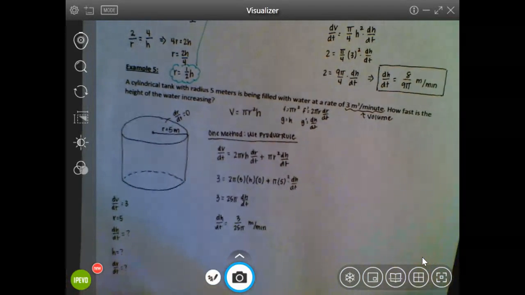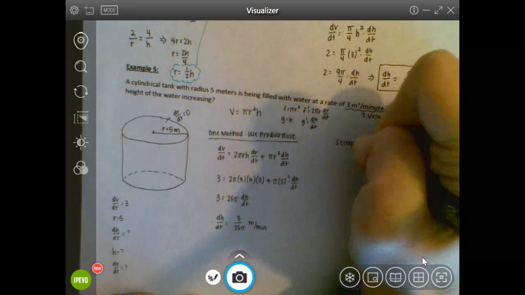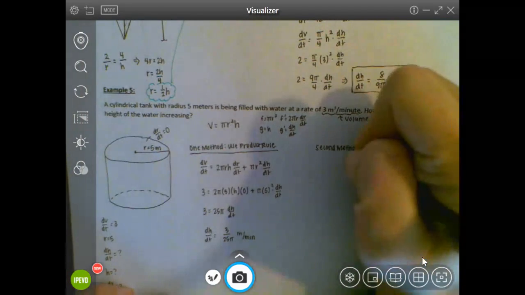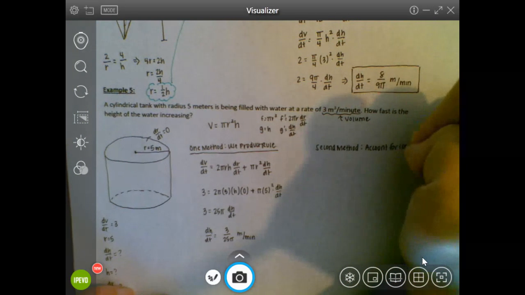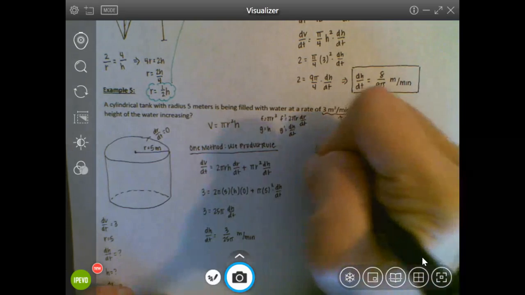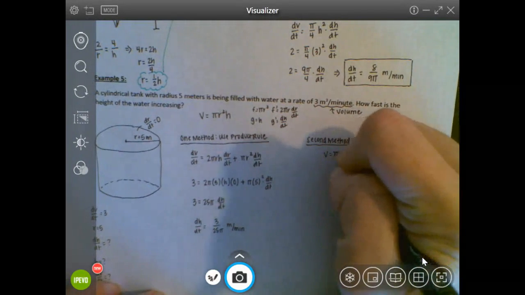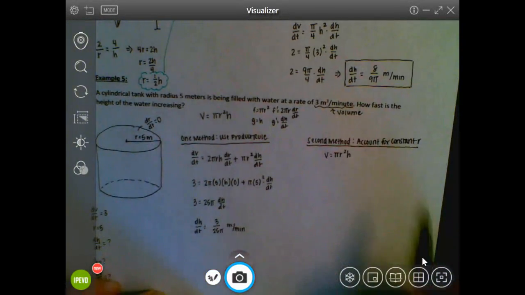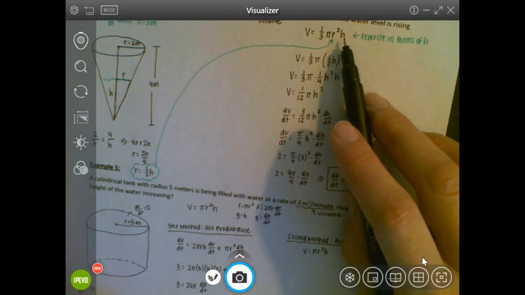So we actually have another method similar to the approach we took up here with this cone problem. What we can do is account for the constant r in our first step. So we know that our volume is pi r squared h. If we know that this radius is not changing at all throughout this problem, what we can do in this first step, kind of what we did up here, is substitute in to get rid of one of the variables.